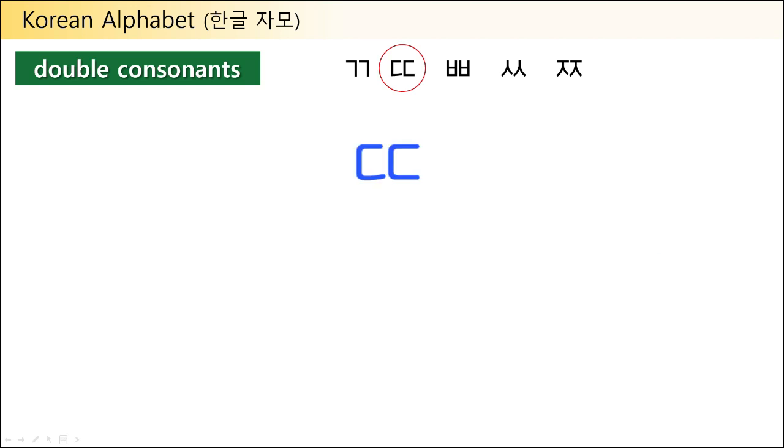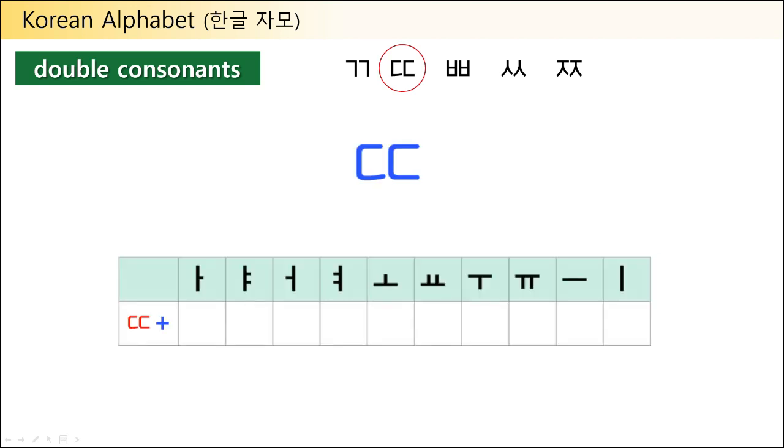Let's combine these double consonants with basic vowels to make syllables and see what they sound like.